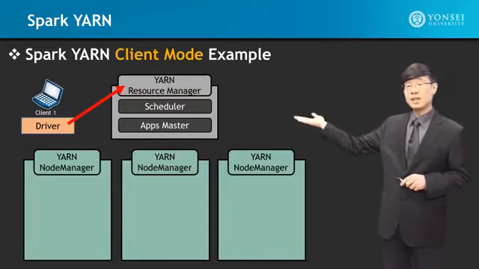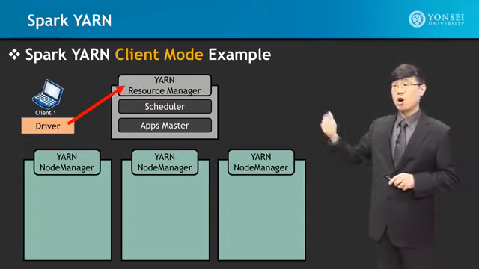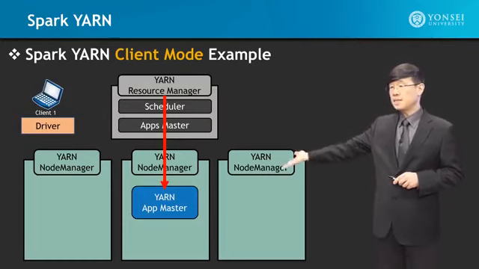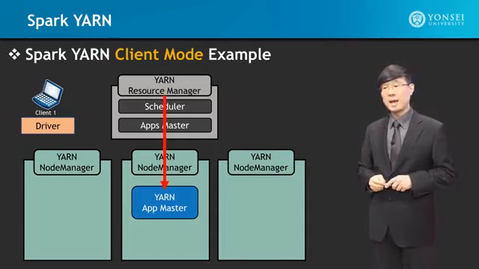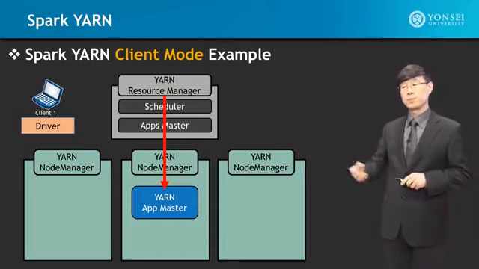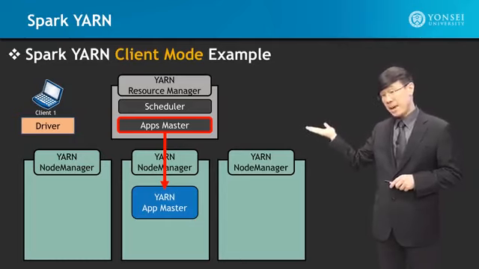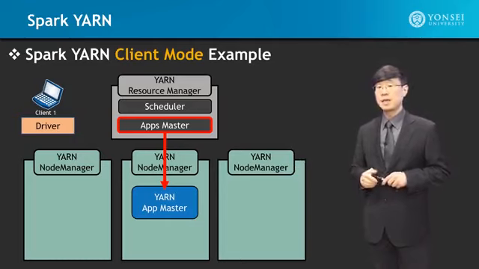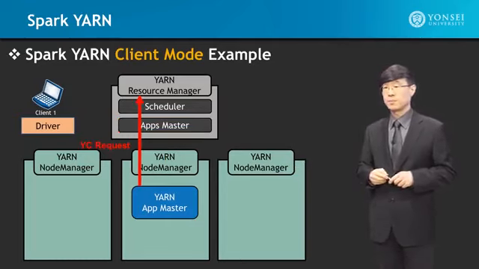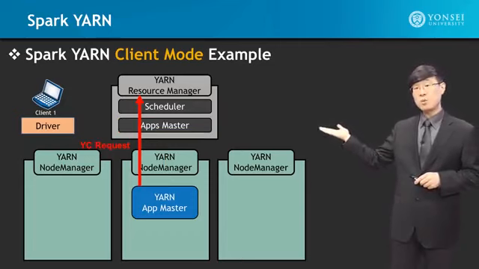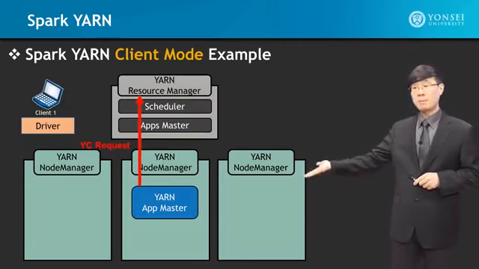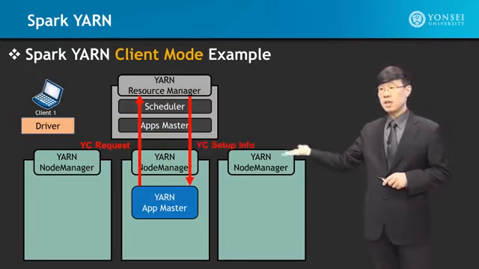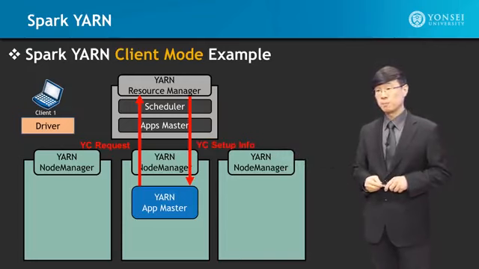First, the driver on the client computer sends a request to the Yarn Resource Manager. The Yarn Resource Manager, the YRM, sets up a Yarn App Master, YAM, on one of the nodes. Then the Apps Master will monitor the Yarn App Master that was set up in case a failure occurs. Then a Yarn container request is sent from the YAM to the YRM, and the Resource Manager sends back the container setup information.